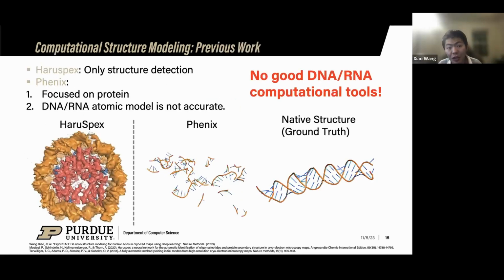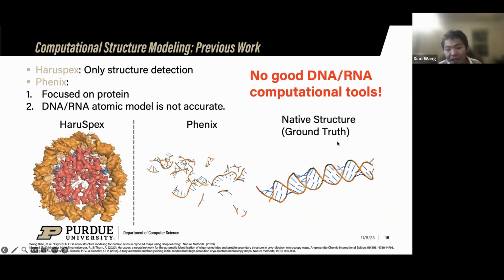Another direction is to use computational tools to do structural modeling. There are very few works that develop tools for structural modeling of DNA and RNA. Two such tools are HARUSPEX and Phenix. HARUSPEX can only achieve protein secondary structure and DNA and RNA information detection. And Phenix is a fragment assignment-based structural modeling tool. It was originally designed for proteins, so its DNA and RNA structure modeling is quite bad.